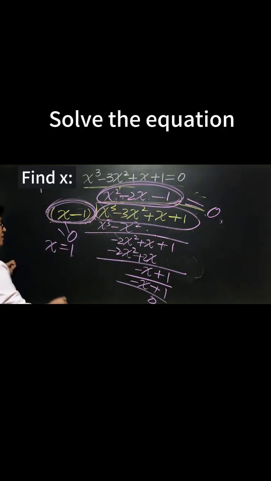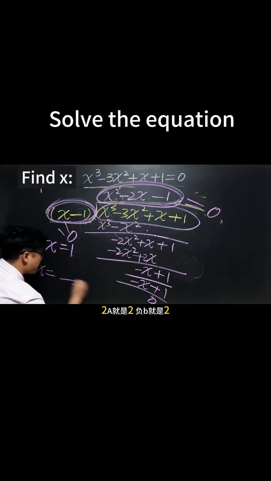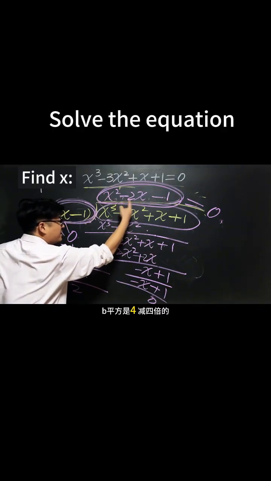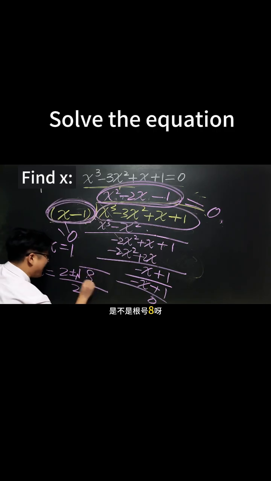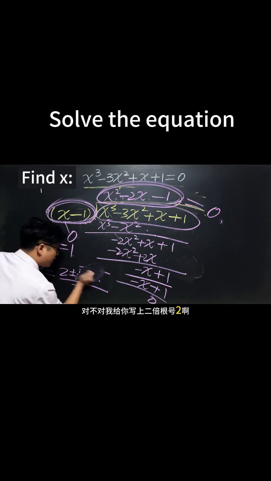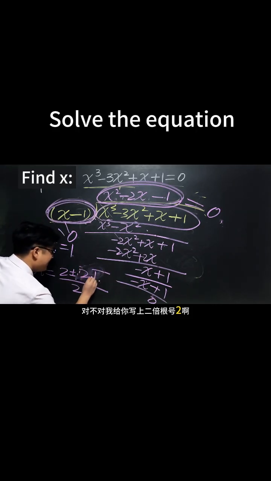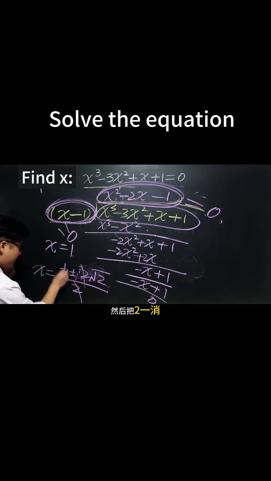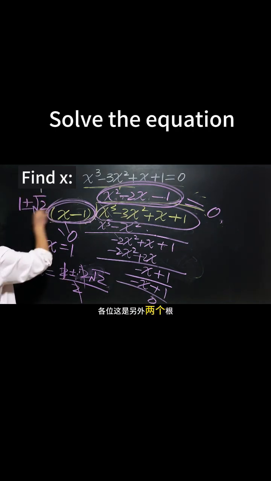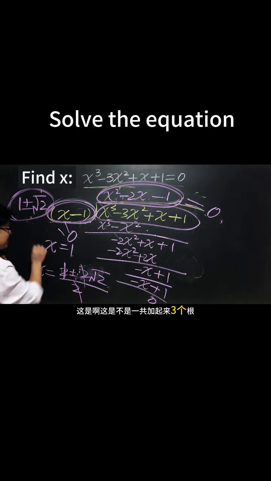What are its roots? Using the quadratic formula, x equals negative b over 2a. 2a is 2. Negative b is negative 2 plus or minus the square root of b squared, which is 4, minus 4 times it, which is plus 4, right? So under the square root, it's 8, isn't it? The square root of 8 is 2 times the square root of 2, right? I'll write it as 2 times the square root of 2 for you. And then if you divide 2 by 2, doesn't that become 1? So it's 1 plus or minus the square root of 2, right? These are the other 2 roots. So altogether, aren't there 3 roots in total? That's why you really need to master this method.